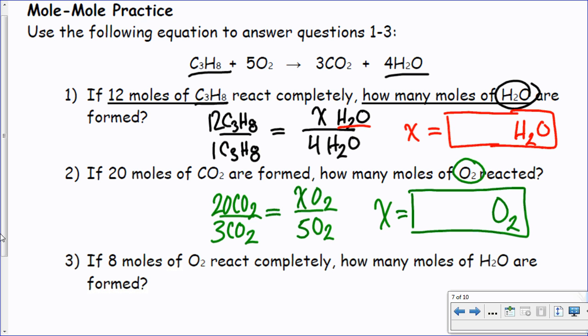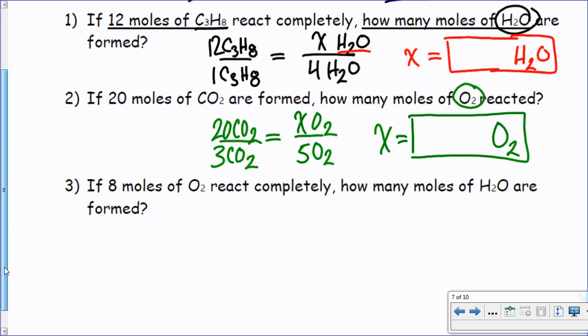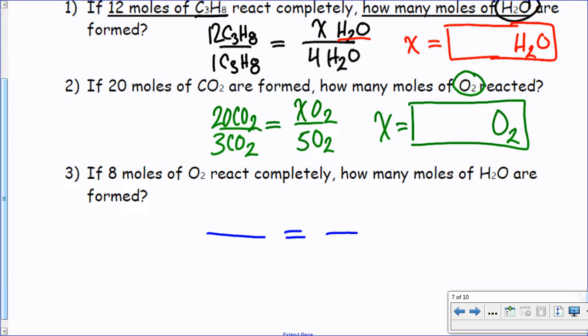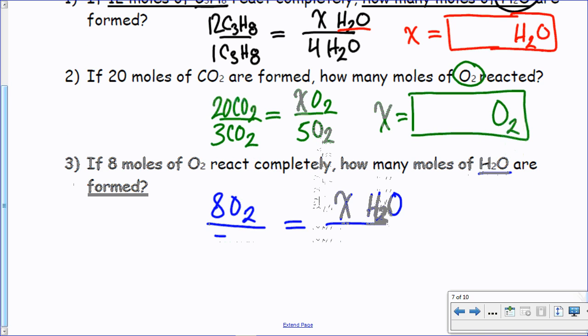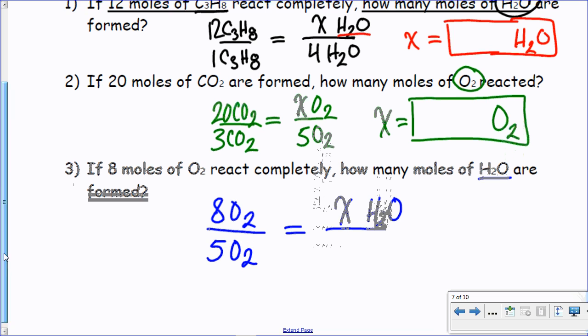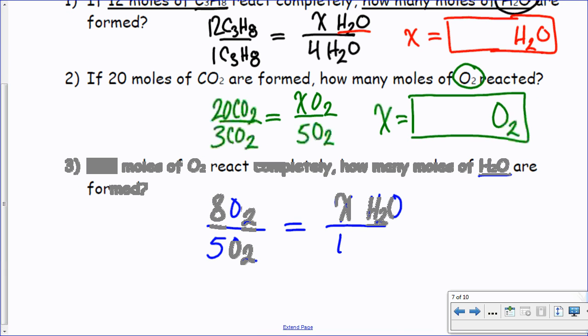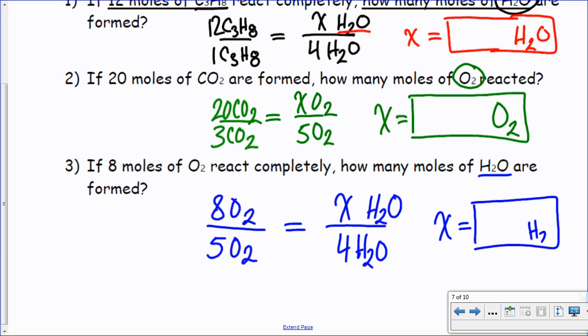The third scenario here, set up our blank proportion. We are given 8 O2s reacting completely. 8 O2 starts on the top. How many moles of H2O are formed? H2O is the X. How many moles of H2O? So then we go back to our equation. We're relating oxygen to H2O. So 5 O2s is related to 4 H2Os. So when you solve for X in this scenario, it will be in the units of H2O, moles of H2O.